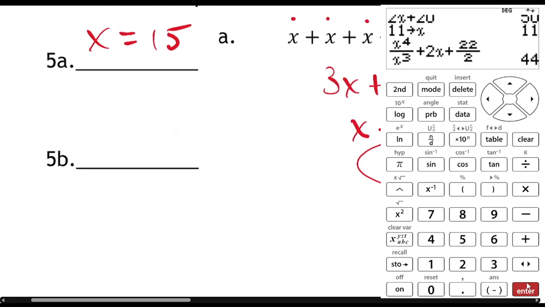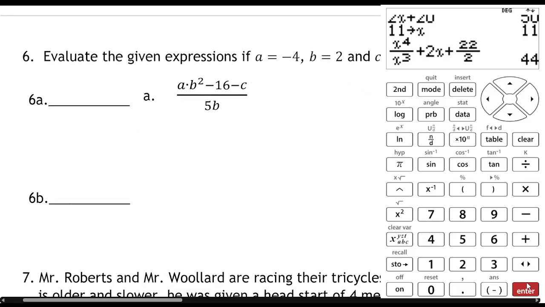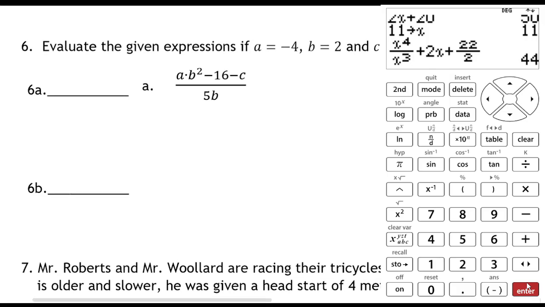All right, with that, I think we're on to our last page. We said x was 11. Last page. Next. Evaluate the given expressions if, and you can see I'm giving you values for A, B, and C.